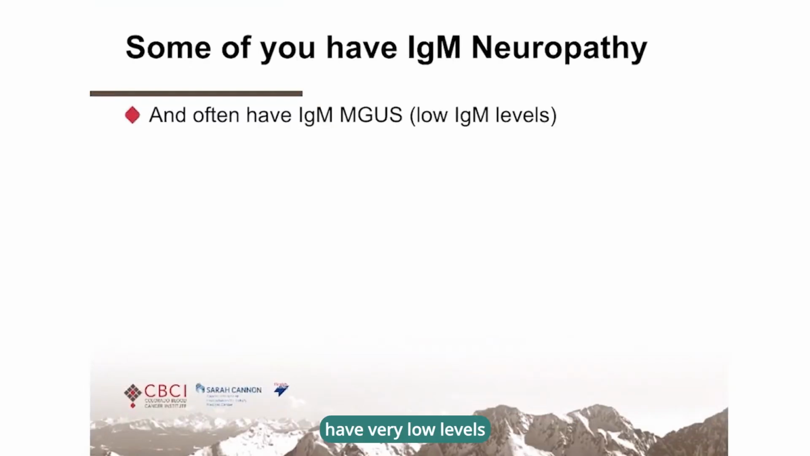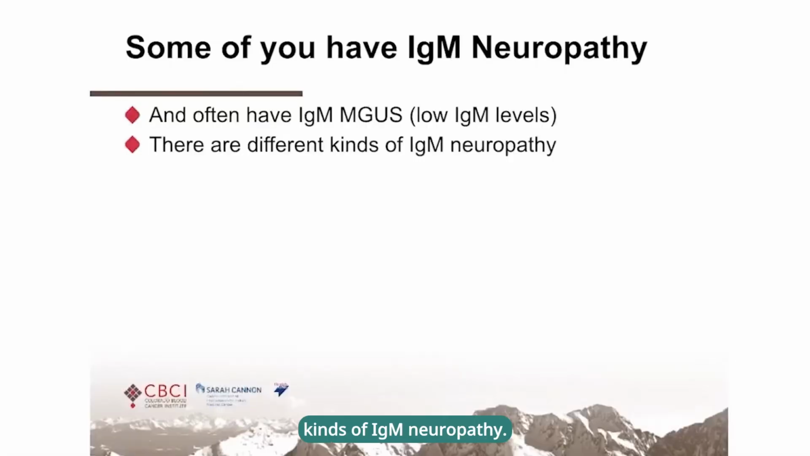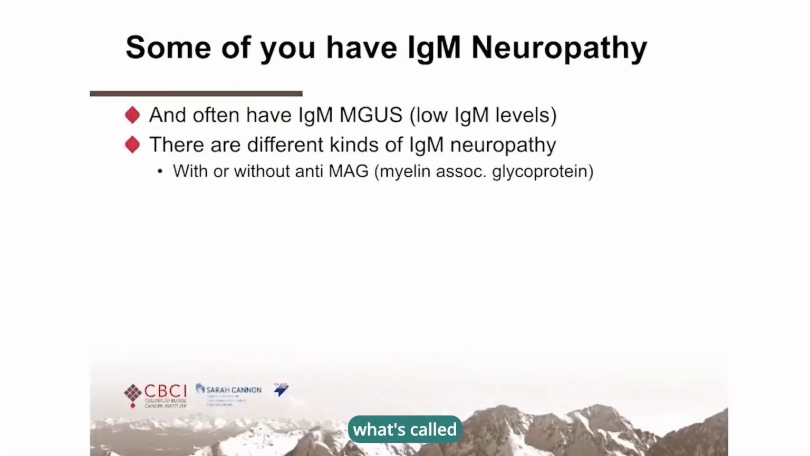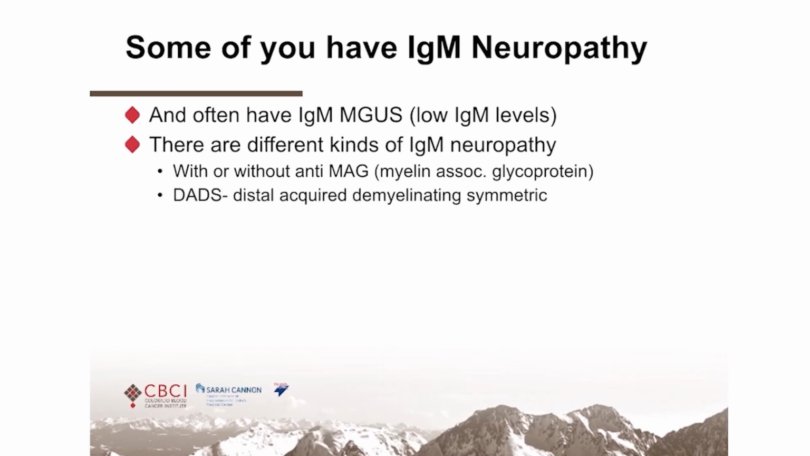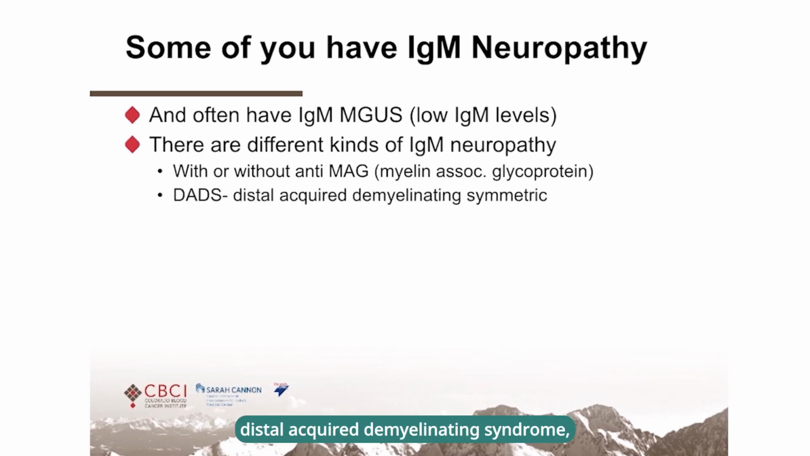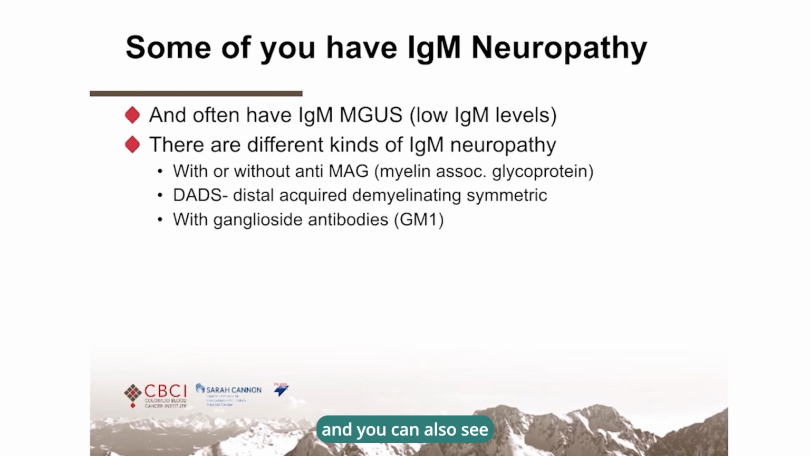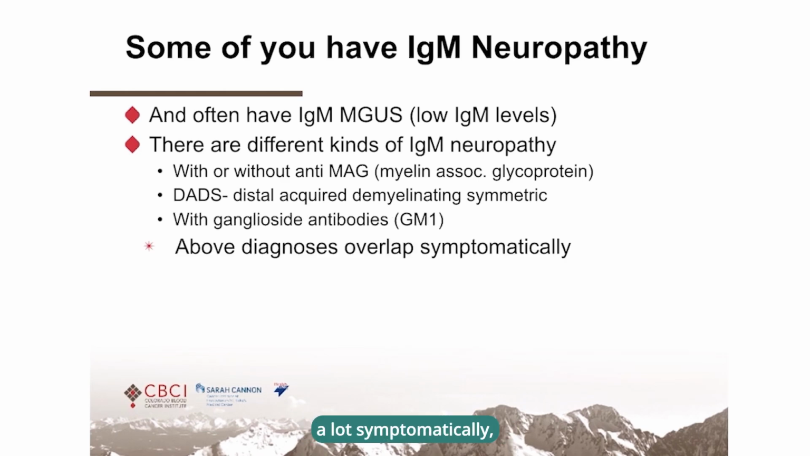So some of you have IgM neuropathy, and usually the IgM neuropathy patients have very low levels of IgM, very low amounts of LPL in the bone marrow, and it's a troublesome diagnosis for sure. There are different kinds of IgM neuropathy. You can have it with or without what's called myelin-associated glycoproteins. There's also something called DADS, distal acquired demyelinating syndrome, and you can also see neuropathies associated with a protein called GM1. These diagnoses overlap a lot symptomatically, so they're extremely difficult to tell apart, even by experienced neurologists sometimes.